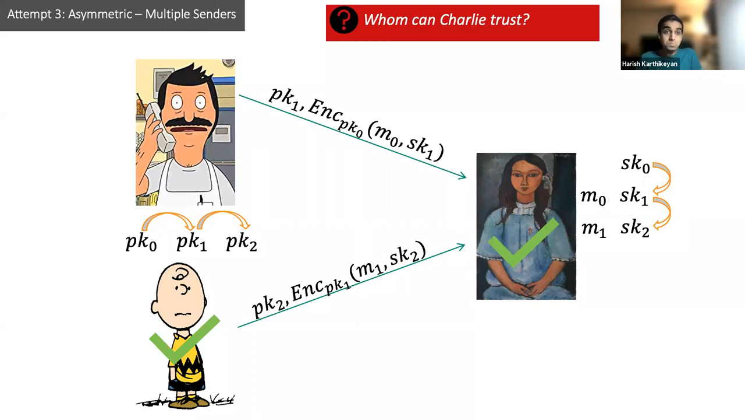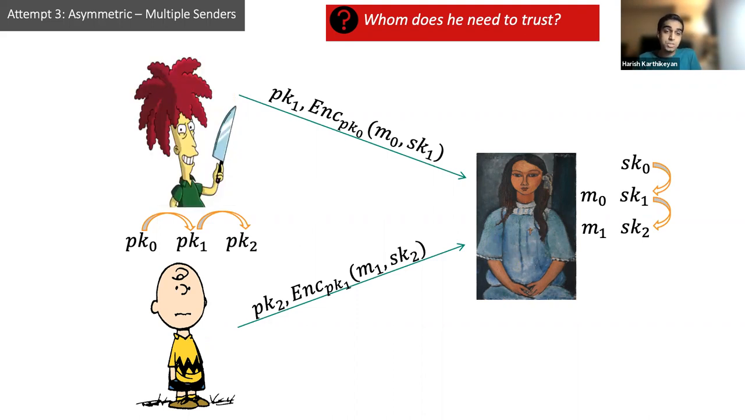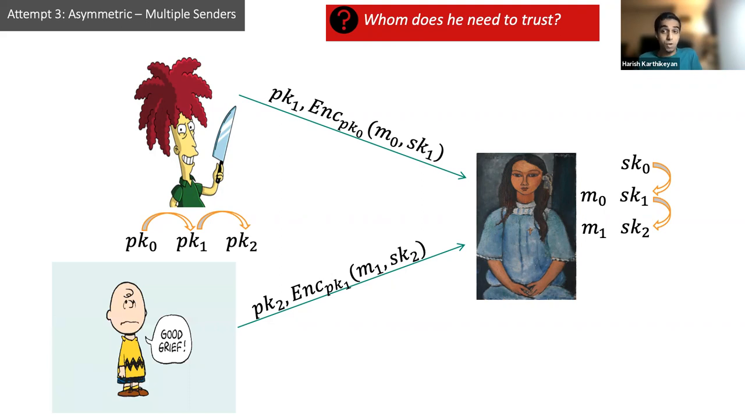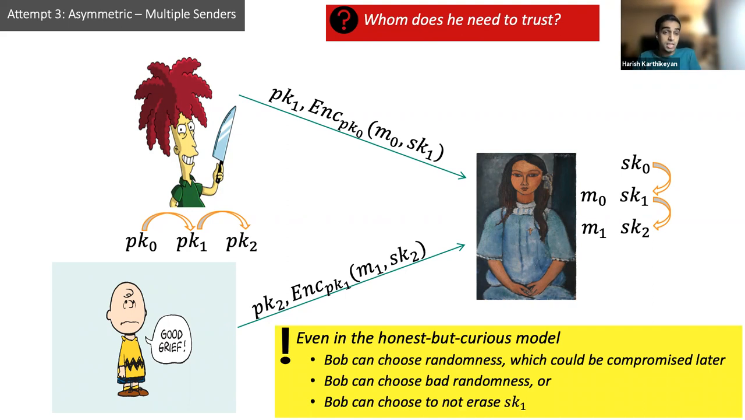However, whom does Charlie actually need to trust? It is quite obvious that Charlie also needs to trust Bob in this setting, which might be fine unless Bob is a malevolent entity, in which case we clearly have a problem. And this is a big problem, even if you assume an honest but curious model, because Bob can choose randomness which could be corrupted later, or Bob can choose bad randomness, or simply Bob can choose not to erase SK1. If Bob still has SK1, Bob can decrypt the message sent by Charlie, recovering the entire message. So this is a protocol where we expect users to generate the new public key, secret key pair and immediately erase the generated secret key from their memory.